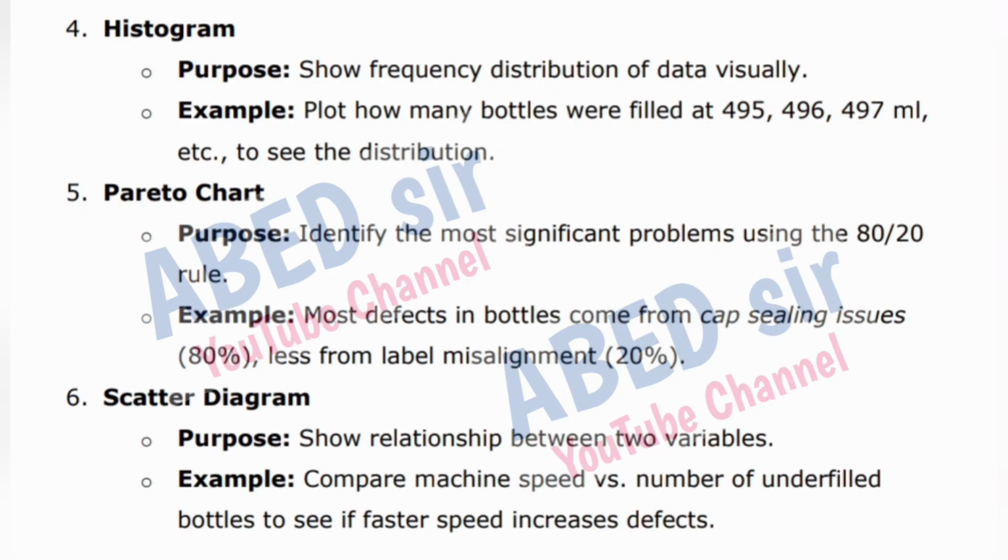to see the distribution. 5. Pareto chart. Purpose: identify the most significant problems using the 80-20 rule. Example: most defects in bottles come from cap sealing issues, 80%, less from label misalignment, 20%. 6. Scatter diagram. Purpose: show relationship between two variables. Example: compare machine speed versus number of underfilled bottles to see if faster speed increases defects.